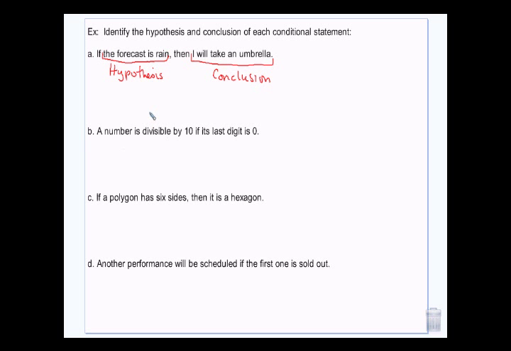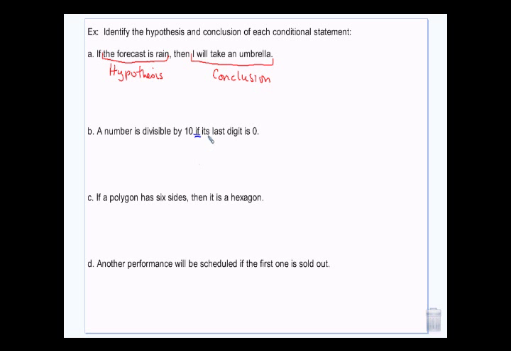Sometimes we don't speak that way though. I tell my son, if you clean your room, then you can play video games. I don't actually say that. What I say is, you can play video games if you clean your room. That's the way we actually speak, right? My parents say that too. So sometimes they're backwards. Look for the if.